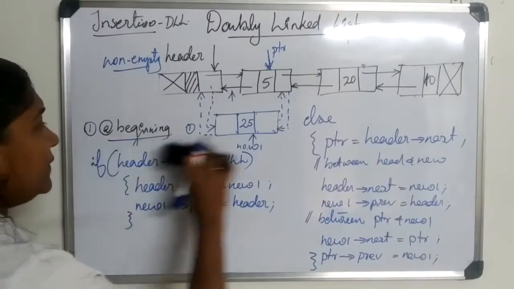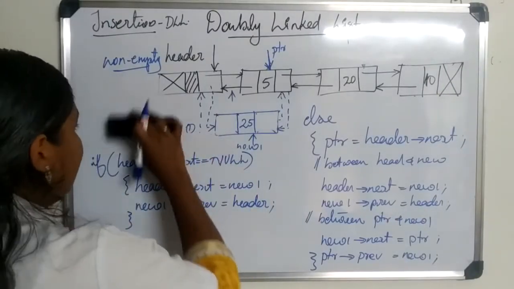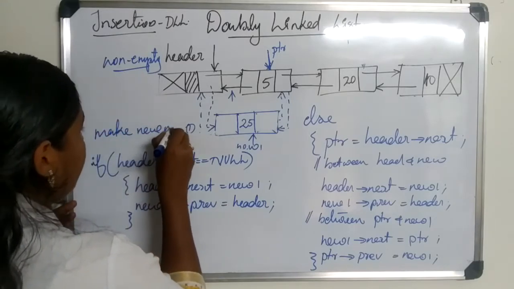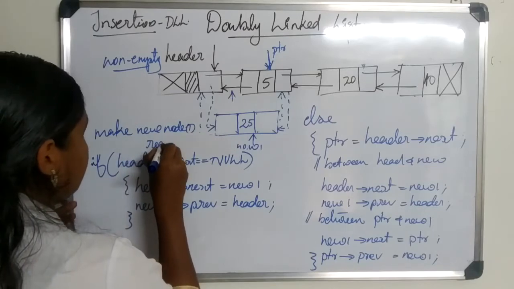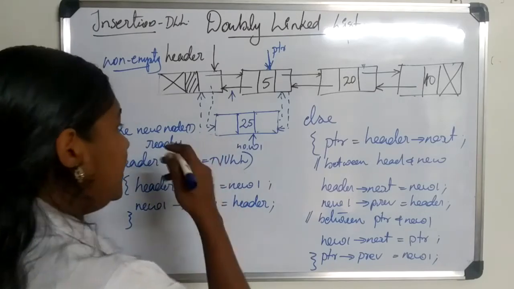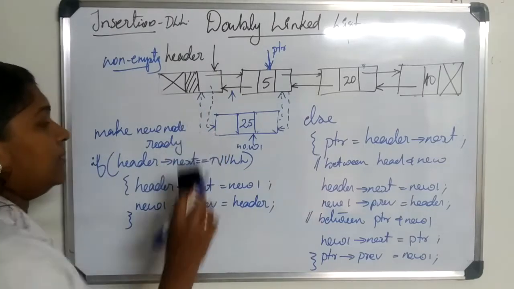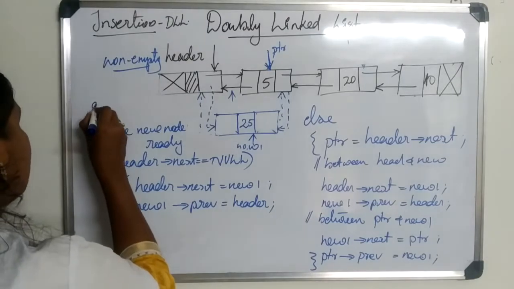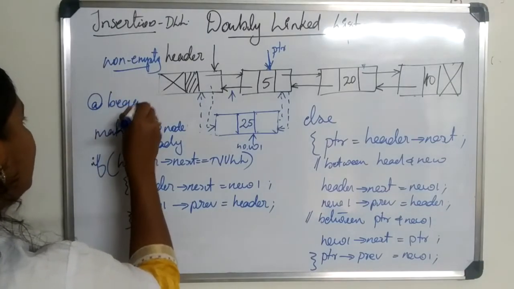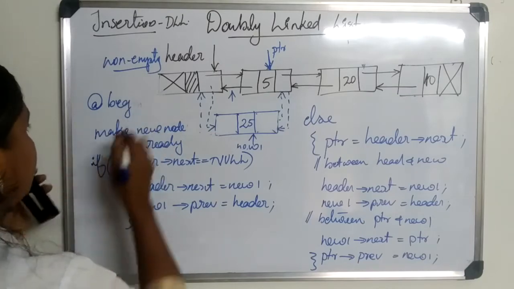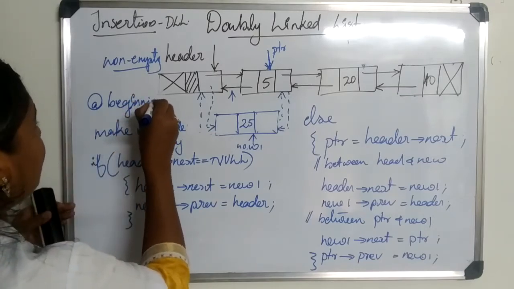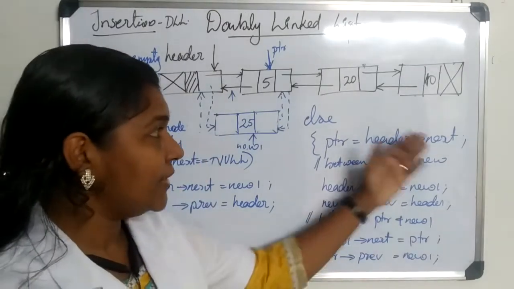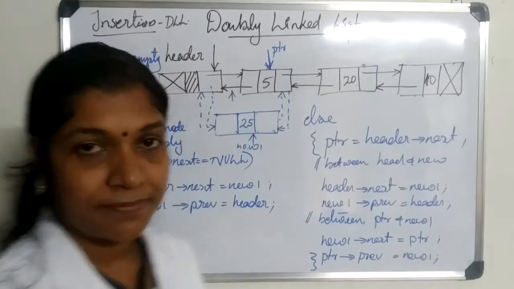Before we start at this part, you should write make new node ready. So after making the new node ready for insertion, we are considering the empty case and the non-empty case. So this is our pseudocode for inserting a new node at beginning of a doubly linked list. Okay, so I hope this method is clear. Go through it.